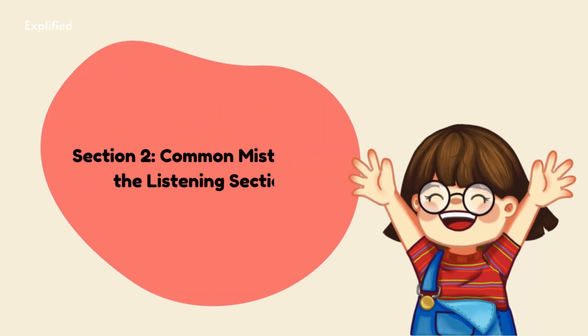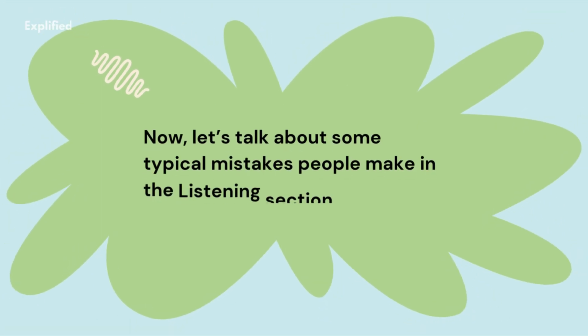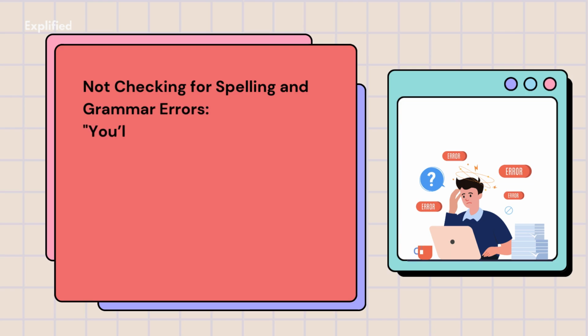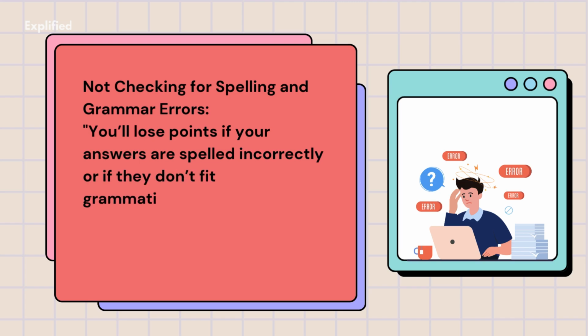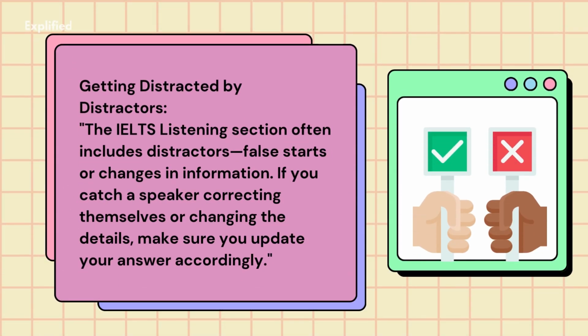Section 2. Common mistakes in the IELTS listening section. Now, let's talk about some typical mistakes people make in the listening section. Not checking for spelling and grammar errors. You'll lose points if your answers are spelled incorrectly or if they don't fit grammatically. When transferring your answers to the answer sheet, take a moment to check for errors. Getting distracted by distractors. The IELTS listening section often includes distractors, false starts, or changes in information. If you catch a speaker correcting themselves or changing the details, make sure you update your answer accordingly.